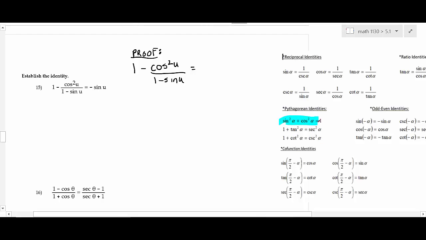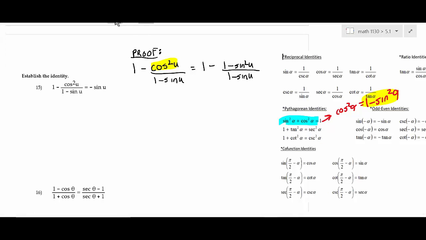So this identity right here is really just saying that cosine squared alpha is 1 minus sine squared alpha. So what I'm going to do is change that cosine squared to 1 minus sine squared. You'll do that so much that you'll just do that in your head. So I'm going to write this as 1 minus, and now change the cosine to 1 minus sine squared u. Make sure your variables are correct. All over 1 minus sine u like that. So I changed that to that. All right, so we're trying to show that this is negative sine u.